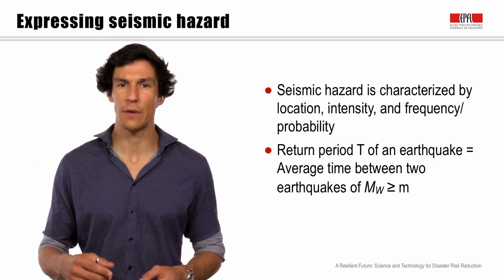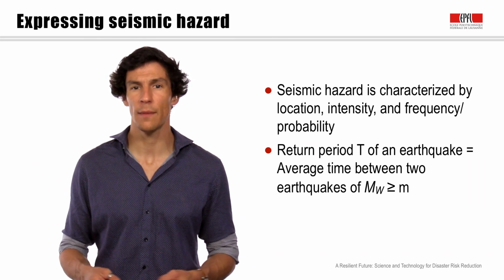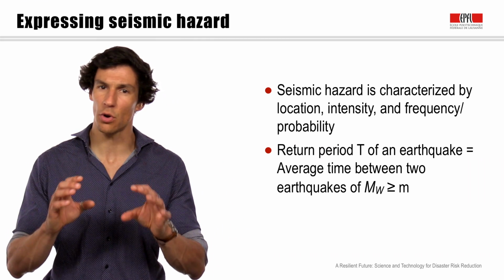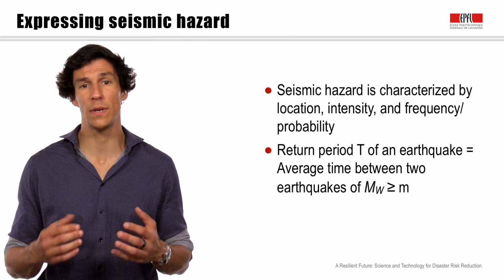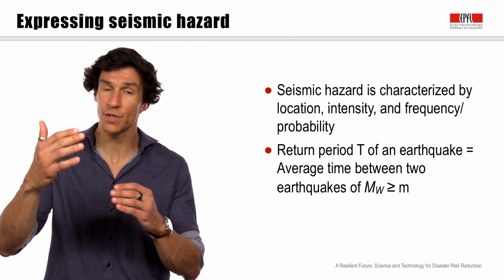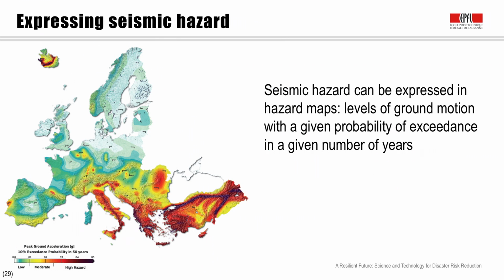This can be expressed by the return period T of an earthquake, which is the mean time between the occurrence of two earthquakes with a magnitude equal or larger than the specified value. Finally, seismic hazard can be expressed in the form of hazard maps, which show the levels of ground motion with a given probability of exceedance over a period of time. This example, for instance, displays the peak ground acceleration for a 10% exceedance probability in 50 years, as obtained for Europe by the program SHARE.